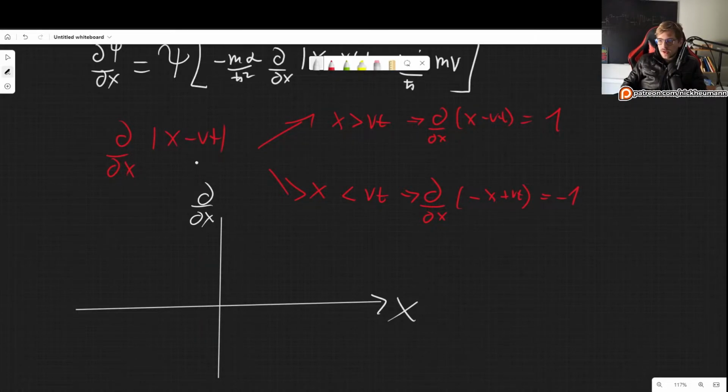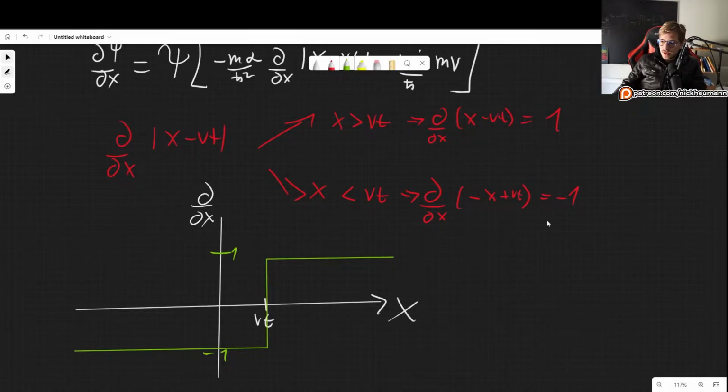So, whenever x is smaller than vt, so there's going to be some value vt, we don't really know where it is, but it doesn't matter. Whenever x is smaller than this, then the derivative is minus 1. But then at this point, it goes up all the way to 1. So this is what we need to build.